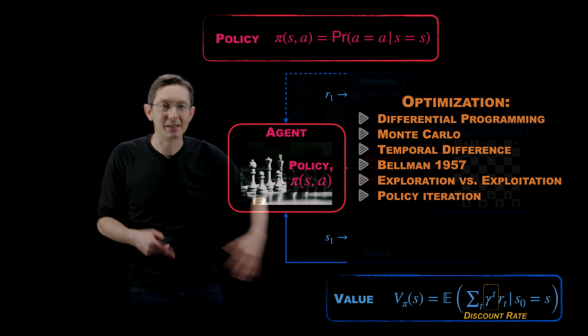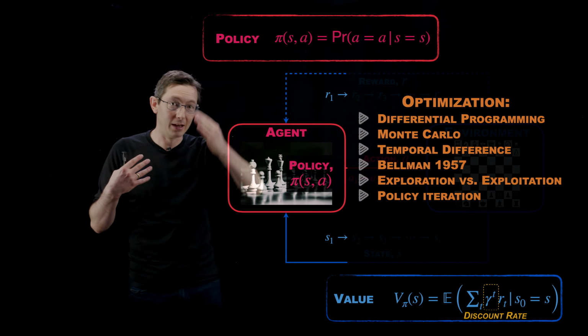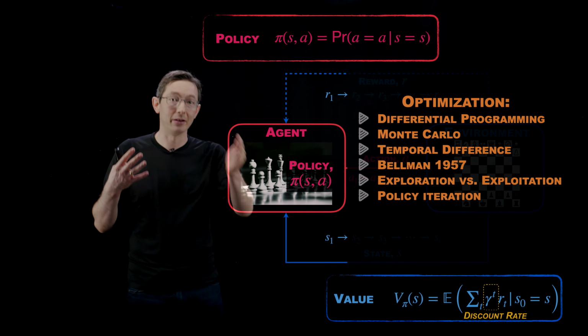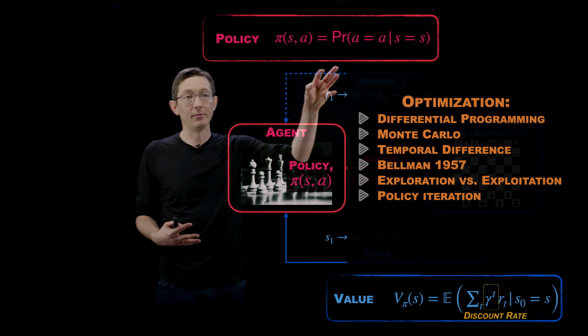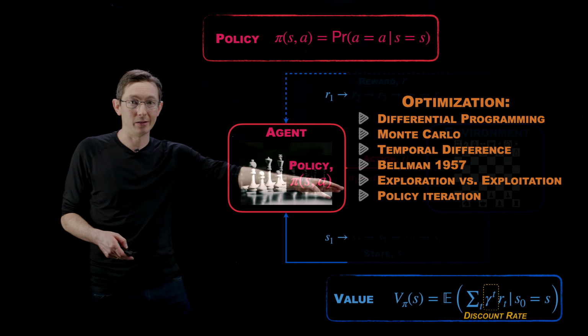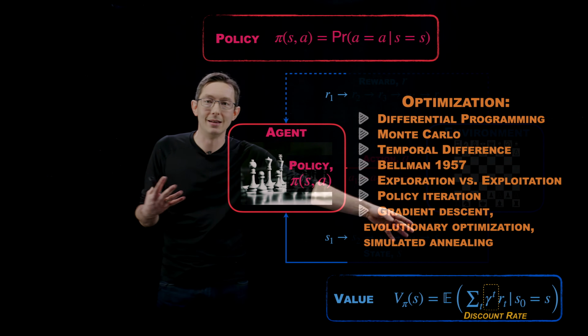Policy iteration is, basically, you set up a dynamical system where, based on your rewards, you iteratively update the policy to make it better and better over time based on new information, based on better information from new rewards. That's policy iteration. And there are lots of strategies to do this. So I'm just going to name a bunch of them.